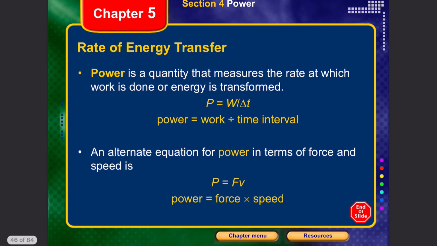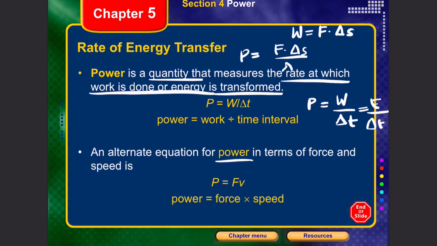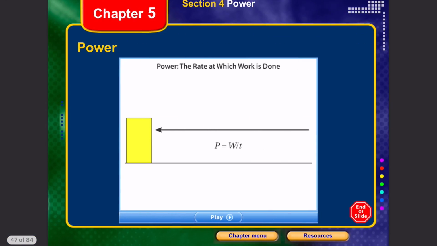Let's start with power. Power is the quantity that measures the rate at which work is done or energy is being transferred. So power is W over time or energy over time. An alternative equation for power can be derived from work. We know that work is force times displacement. So when you substitute it into this quantity here, power becomes force times displacement by time. Displacement by time becomes velocity. So we can write P is equal to Fv, or force times speed. So these are the two formulas that we generally use to calculate power.